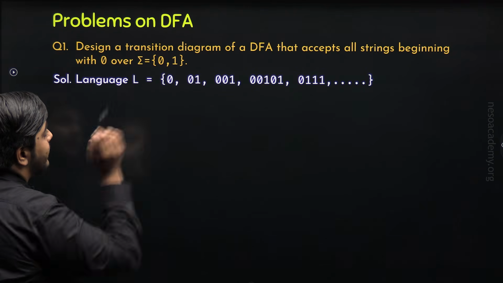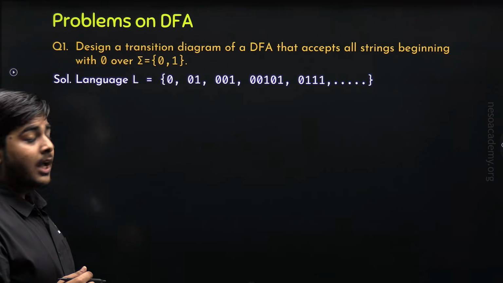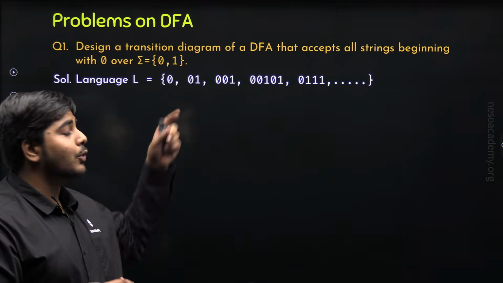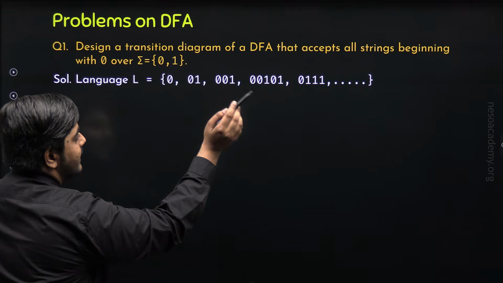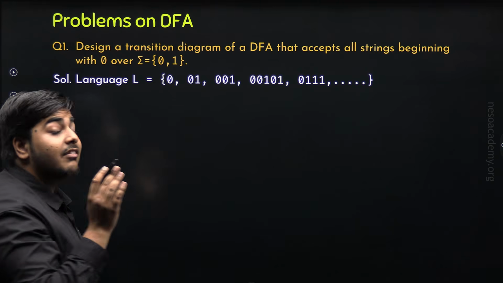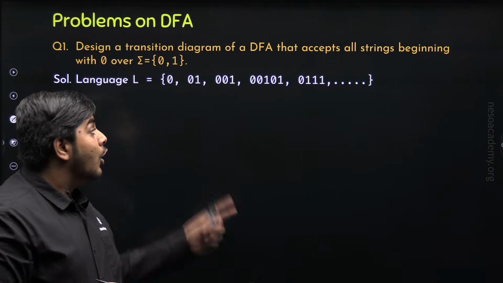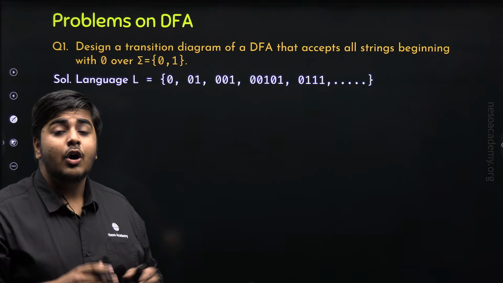First of all, this is the language of our DFA. The language set L contains all the strings that are valid according to the problem statement. Here you can see all the strings are starting from the symbol 0. That means these all strings are valid strings. And our DFA should be able to accept all these valid strings and should be able to reject all the invalid strings.